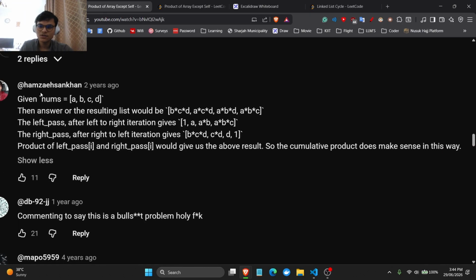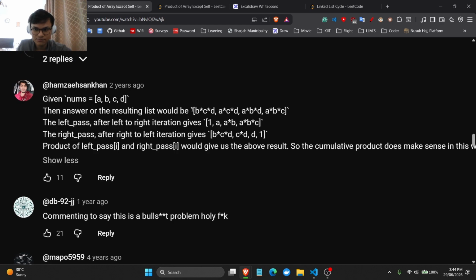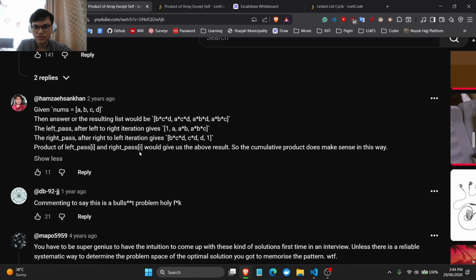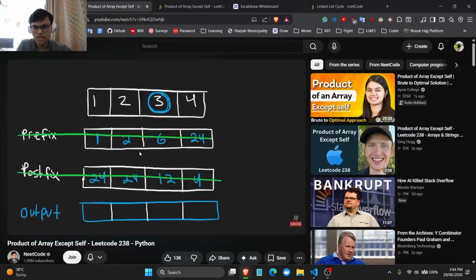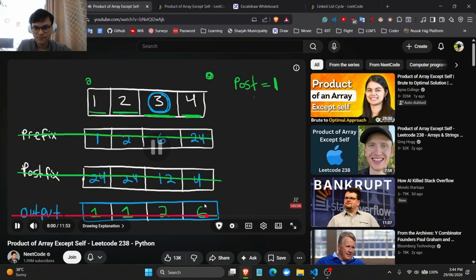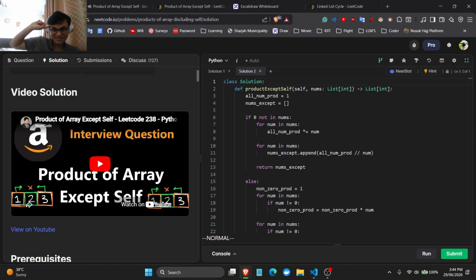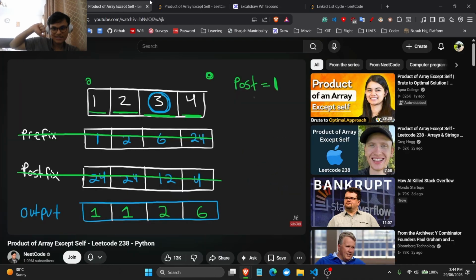Given nums this, the answer or the resulting list would be this. So BCD, ACD, ABD. Okay, the left pass after left or right iteration gives one, A, A into B, A into C. Yes. Okay. Yeah, this is hitting me in the brain so hard. I was able to solve it.